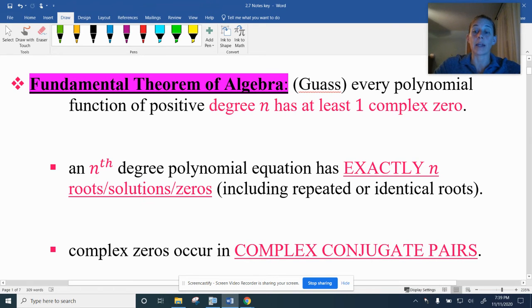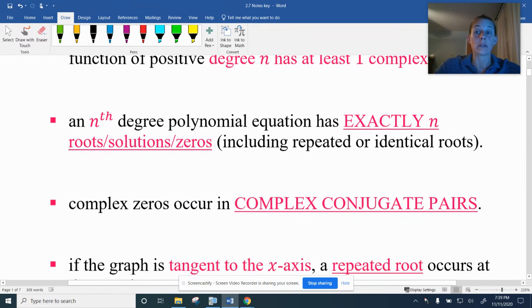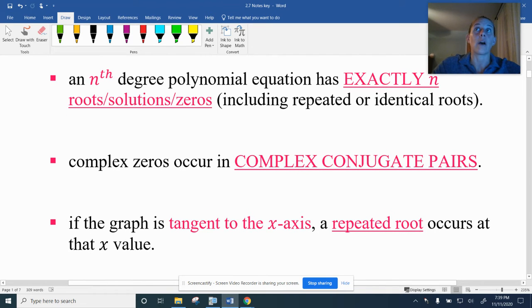Complex zeros occur in complex conjugate pairs. So remember, when you have an imaginary answer, you can't just have one imaginary solution. You would have to have both of the complex conjugate pairs, so a positive and a negative.